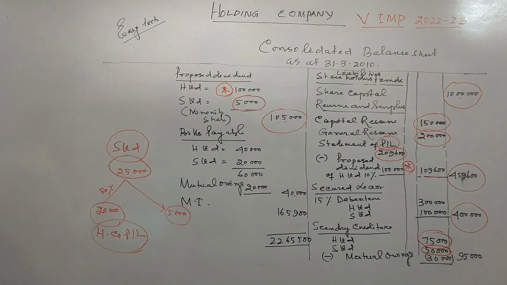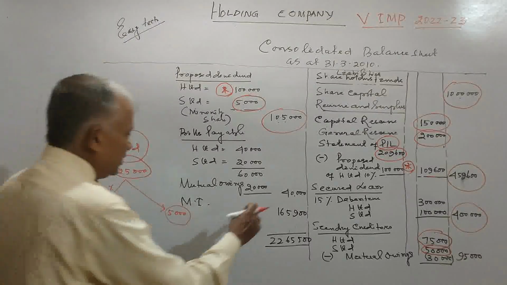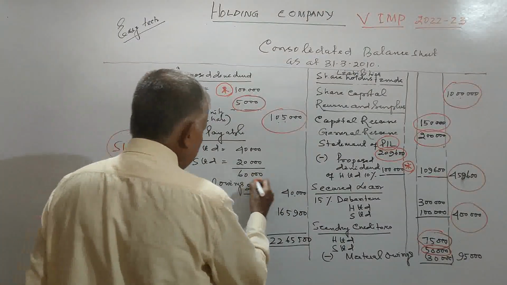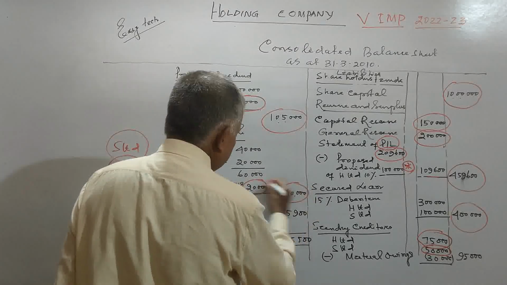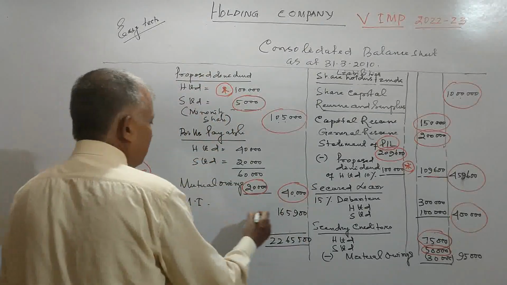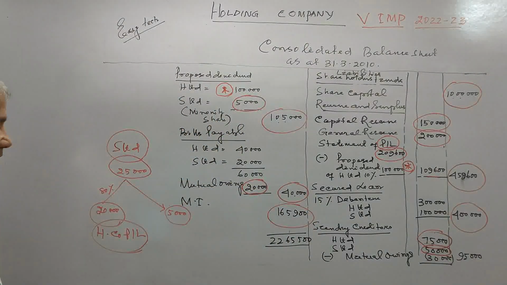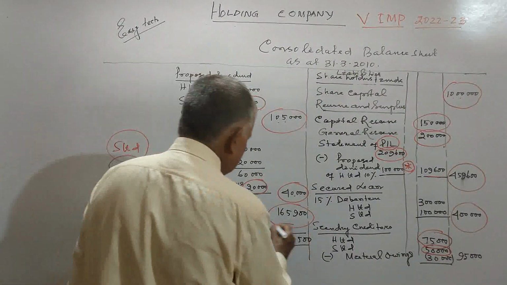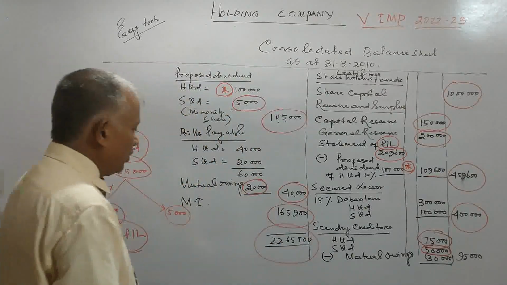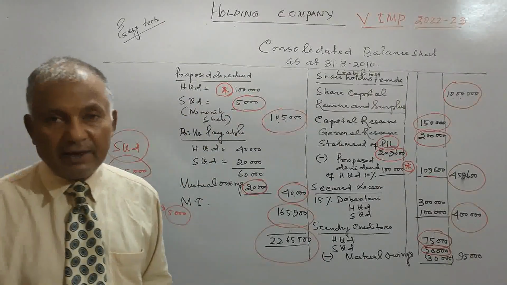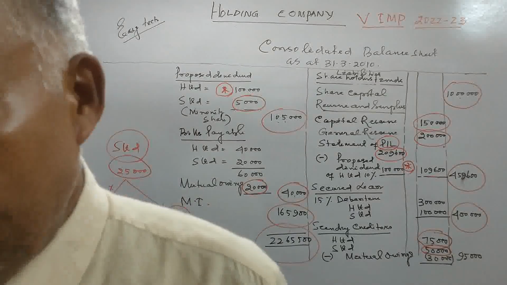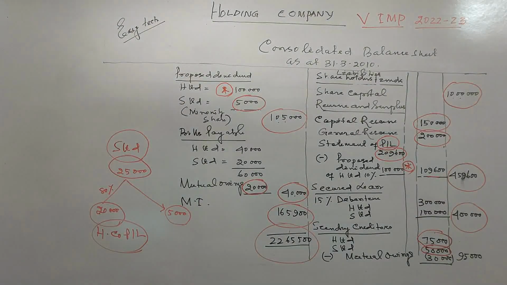Then bills payable, it is H Limited 40, S Limited 20. Mutual owing in case of bills payable and bills receivable is 20,000. So 60 minus 20, it comes to 40,000. Minority interest we have calculated 1,65,900. So liability side total 22,65,500. Now we will go to the asset side of the balance sheet.